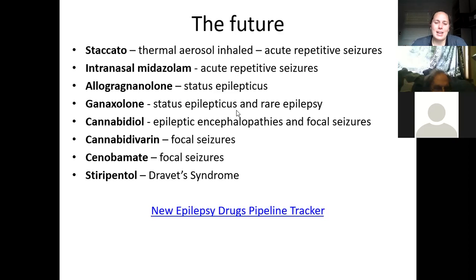Ganaxolone for status epilepticus. What's interesting to note here is one that we've discussed prior, cannabidiol, for epileptic encephalopathies and focal seizures, as well as cannabidiol used for focalized seizures.